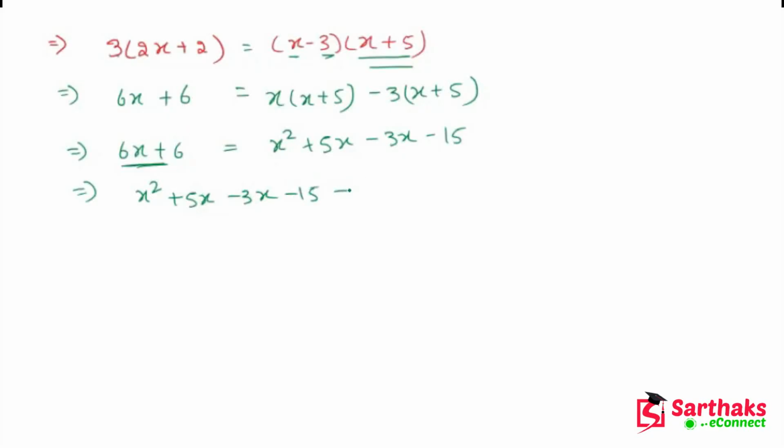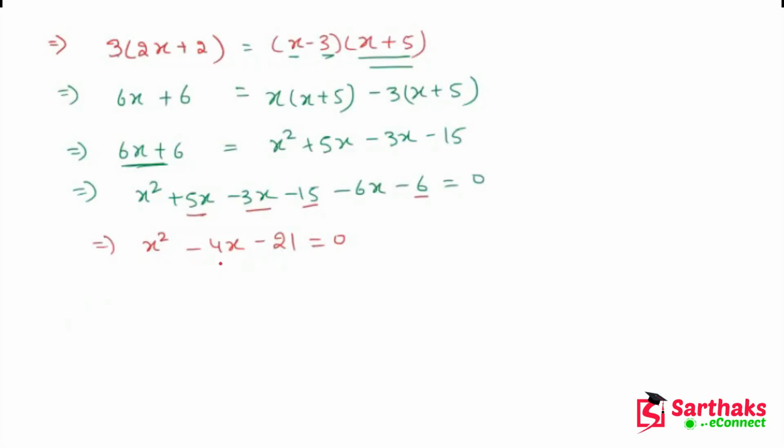Here this will become minus 3x minus 6, equals 0. Now you can see that this plus 5x and this minus 3x give us 2x, and 2x minus 6x gives us minus 4x. So here x square, minus 4x, and minus 15 and minus 16 we get minus 21, equals 0.